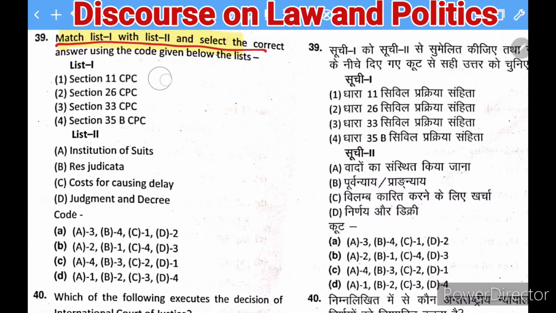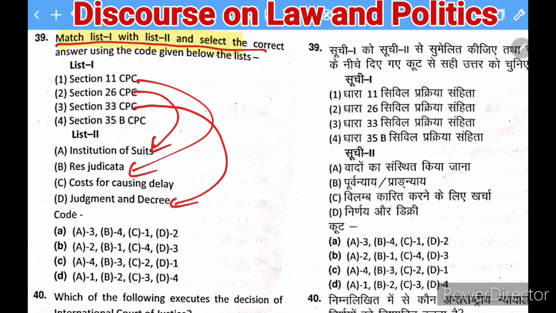Section 11 is about res judicata. Section 26 is about the institution of suits. Section 33 is about judgment and decree. Section 35B is about the cost for causing the delay.